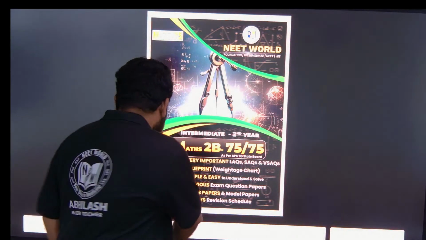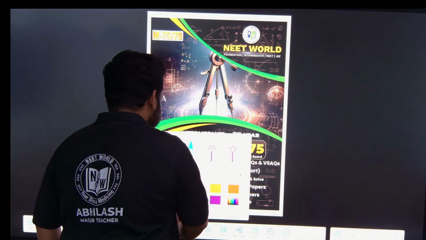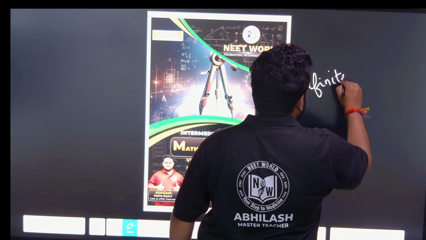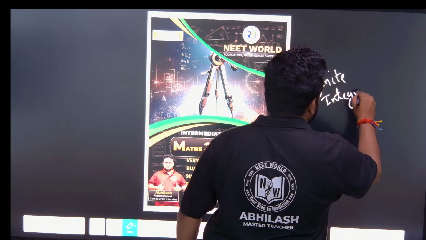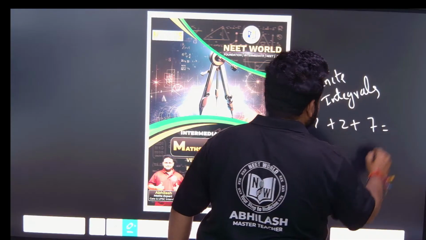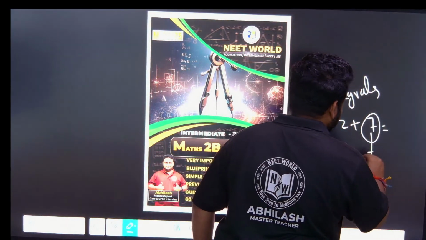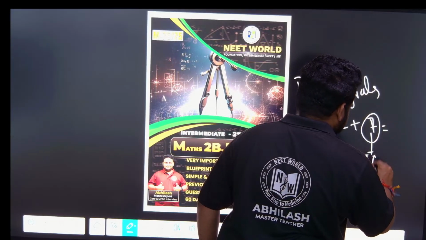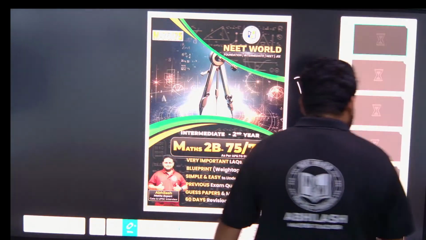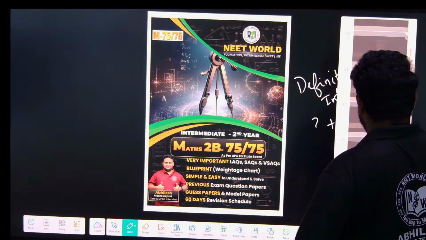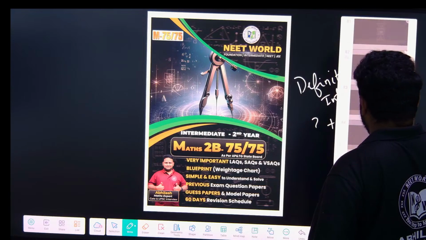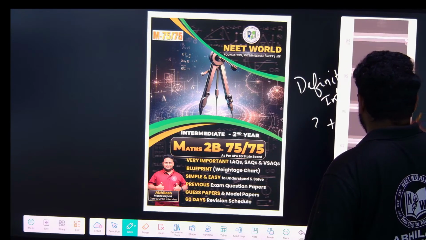Now let us start our discussion. Having done indefinite integration, let us start with the definite integrals. Today in this session we will be discussing definite integrals, from which we would be getting 2 plus 2 plus 2 plus 1, that is 7 marks. This is 1 LAQ you will be getting from this chapter, friends. This is a very important chapter, not just for your IPE, but even for EAPCET and also JEE Mains and Advanced.